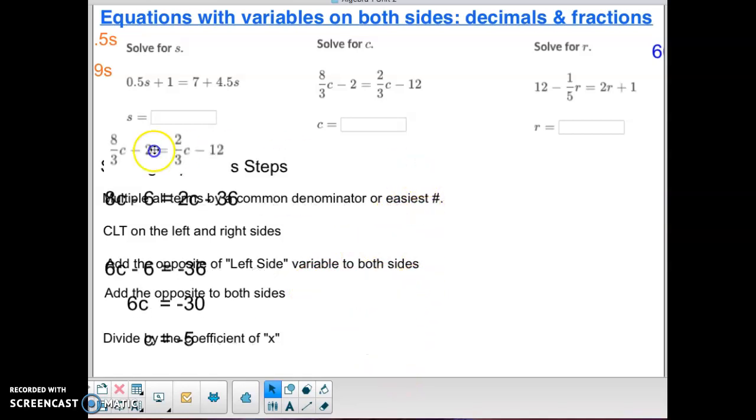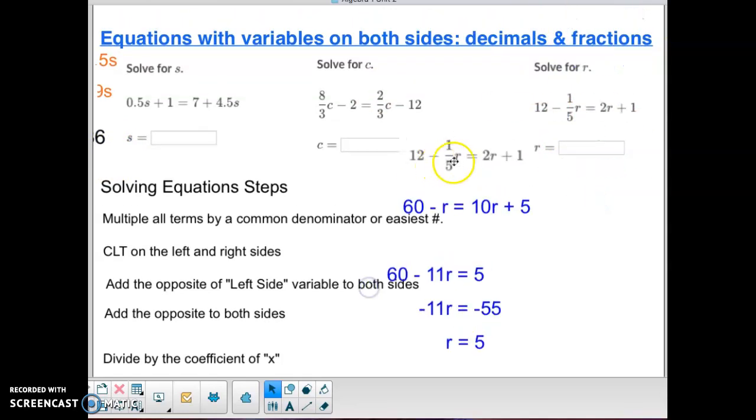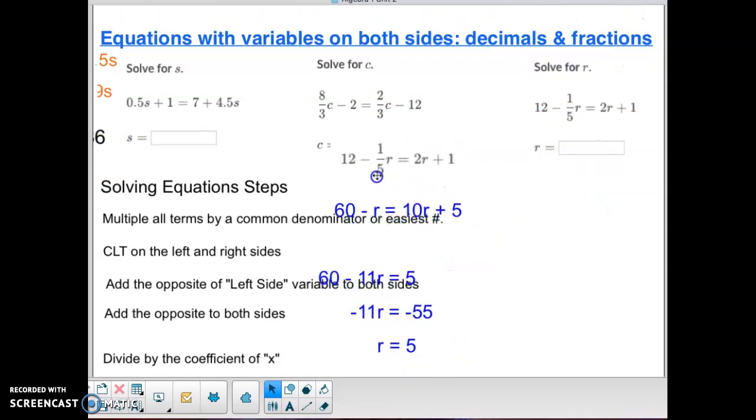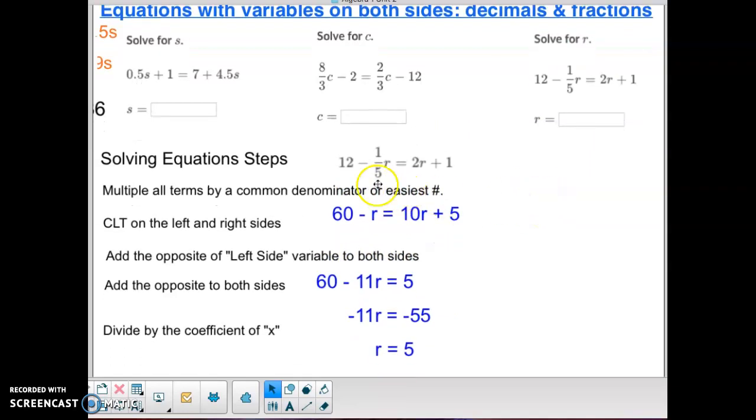Okay? If you need to watch that video again for that, go ahead. Okay, last one. This one over here. So again, my common denominator, well, I only have one denominator, and it's 5. So it only makes sense. I'm going to multiply all 4 terms by 5.